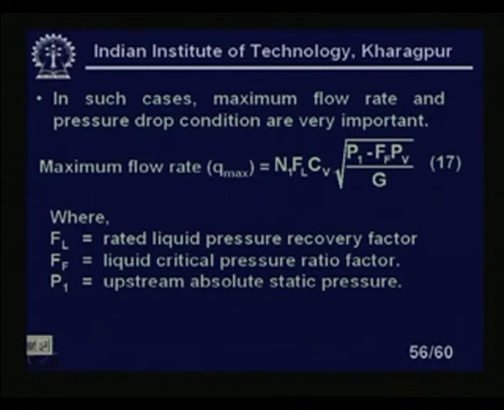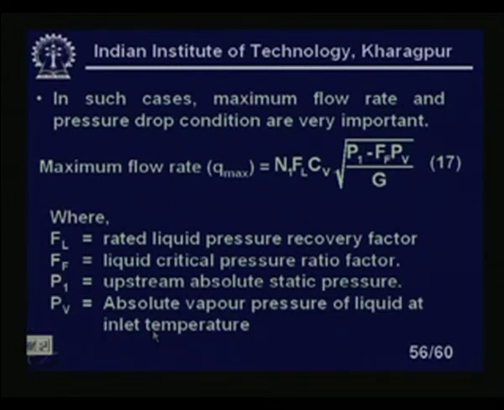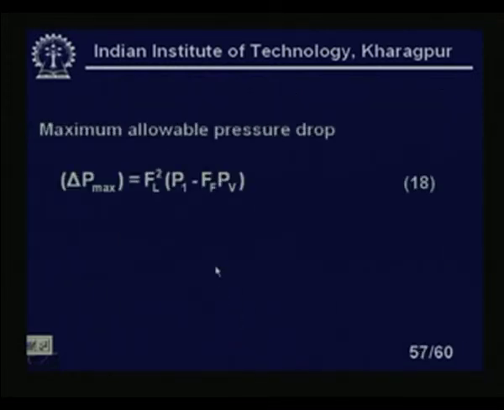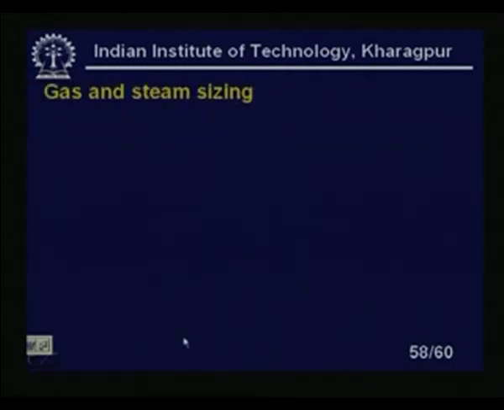Here you see that we are not considering the differential pressure. PV is the absolute vapor pressure of the liquid at the inlet temperature. This will give the maximum flow rate Q max. The maximum allowable pressure drop, which is to be calculated, is delta P max equal to FL squared times (P1 minus FF into PV). This is equation number 18.